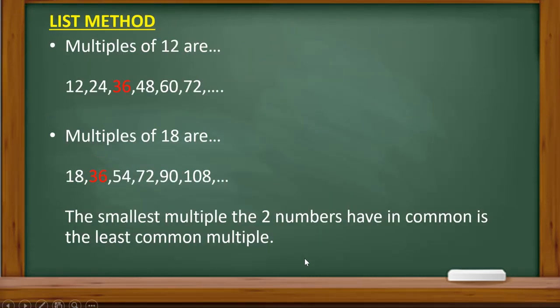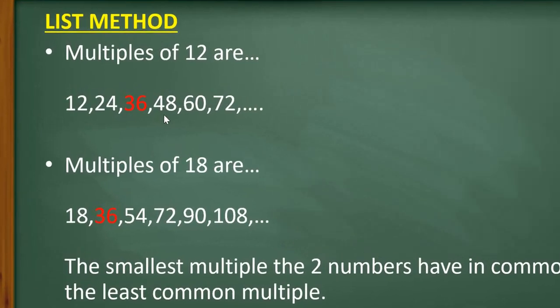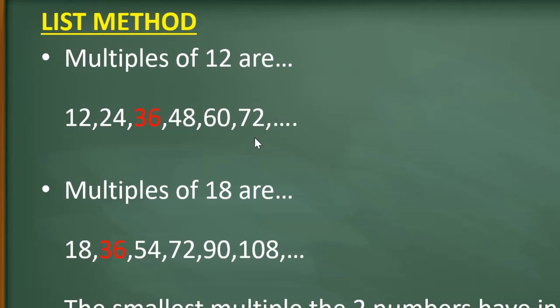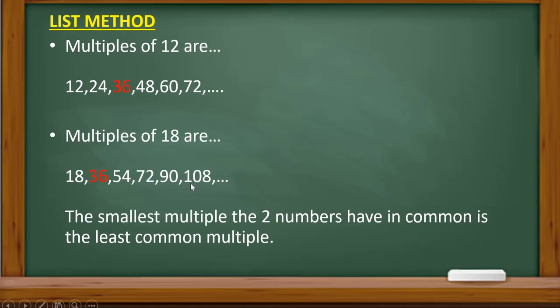For the listing method, we list all the multiples of 12. These are 12, 24, 36, 48, 60, and 72. Then, list down all the multiples of 18: 18, 36, 54, 72, 90, 108. Do we have a common multiple? Yes, so the least common multiple is 36. So the smallest multiple the two numbers have in common is the least common multiple.